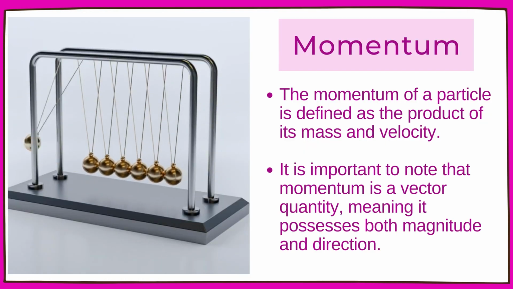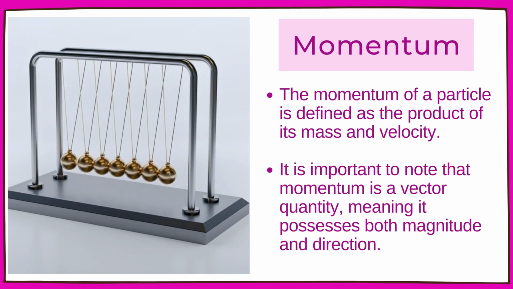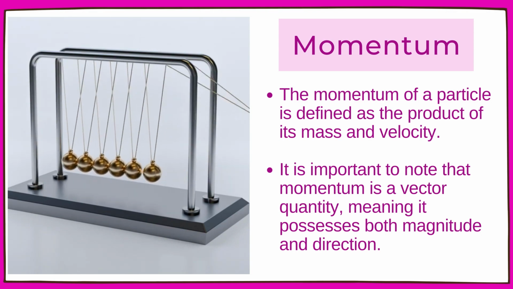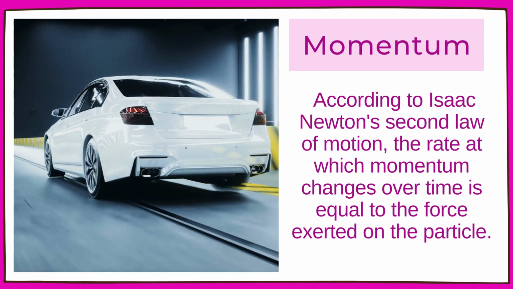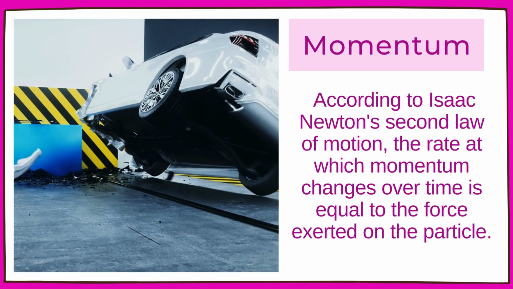The momentum of a particle is defined as the product of its mass and velocity. It is important to note that momentum is a vector quantity, meaning it possesses both magnitude and direction. According to Isaac Newton's second law of motion, the rate at which momentum changes over time is equal to the force exerted on the particle.